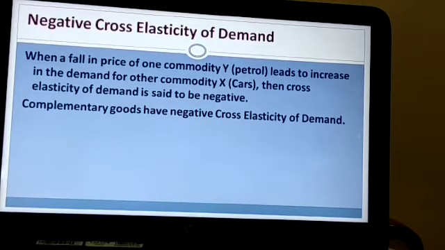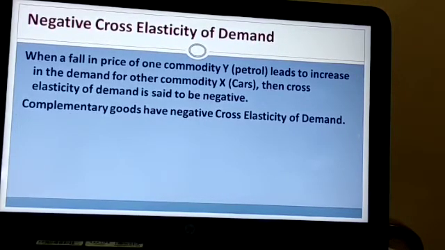So what is happening? There is a fall in price of petrol. When there is a fall in price of petrol, there will be increase in demand for petrol as well as increase in demand for cars. Both the demand of petrol and cars will increase because of fall in price of one commodity. So what is happening here? Fall in price is leading to increase in demand for some other commodity.